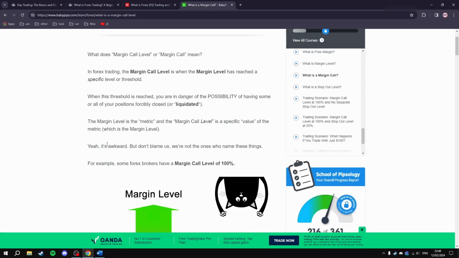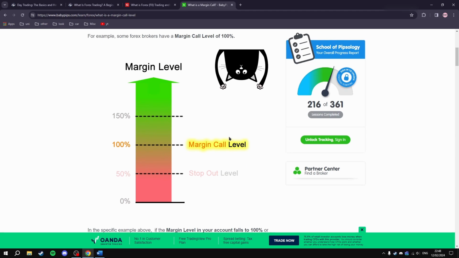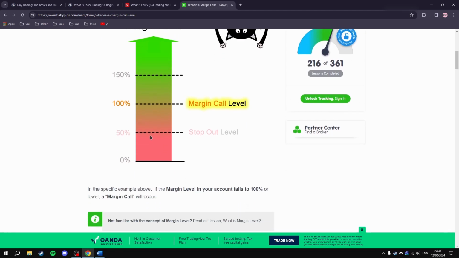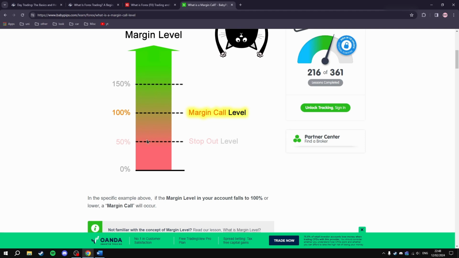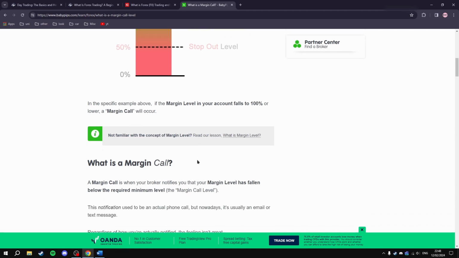The margin level is a metric and the margin call level is the specific value of the metric, which is a margin level. Yeah, it's awkward, but don't blame us, we're not the ones who named these things. For example, some Forex brokers have a margin call level of 100%. In the specific example above, if the margin level in your account falls to 100% or lower, a margin call will occur. Not familiar with the concept of margin level? Read our lesson, What is Margin Level?